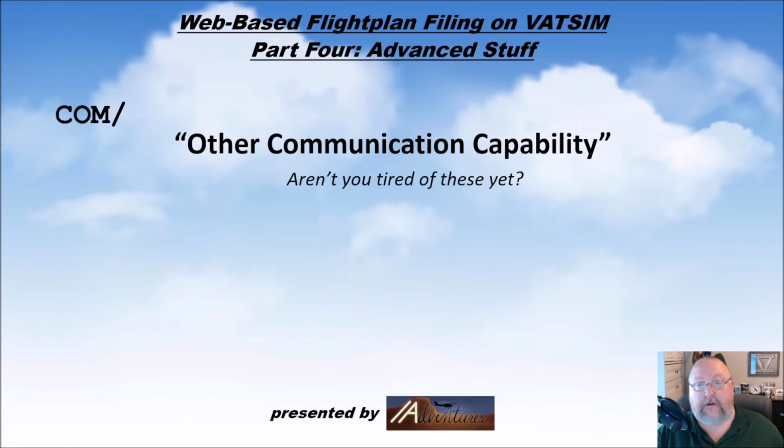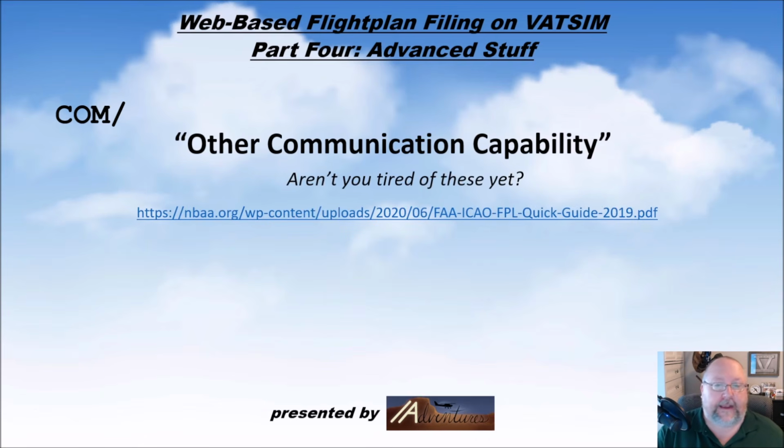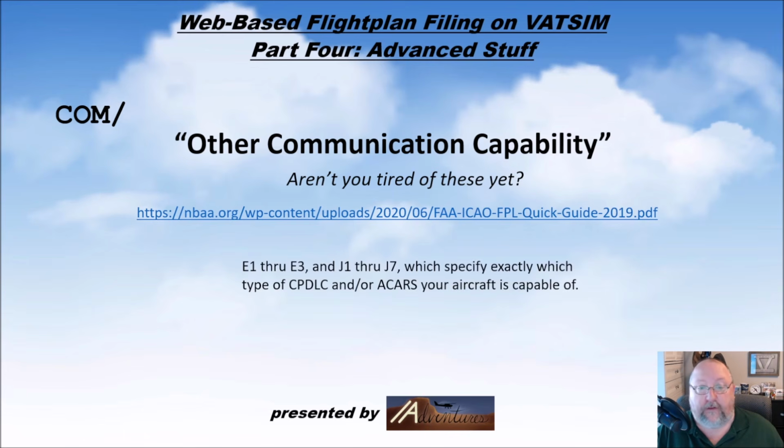Getting down to the last couple here, your COM. This is your other communication capability. Again, here's a web link to where I came up with the information that goes in this field. You really don't need to put these into VATSIM. There are codes E1 through E3 and codes J1 through J7 which specify exactly which type of CPDLC or ACARS your aircraft is equipped with. If you really, really want to know that information, you can go look it up, but on VATSIM, no one's looking at it.